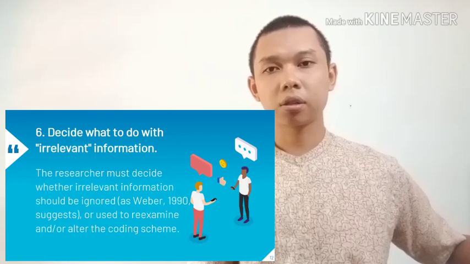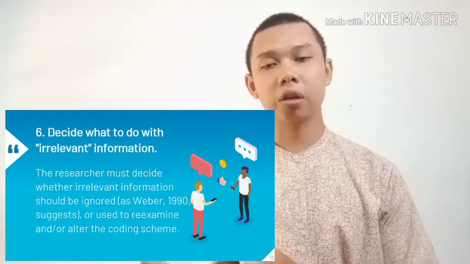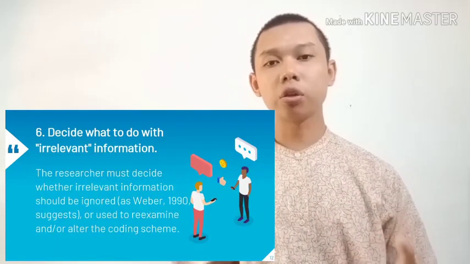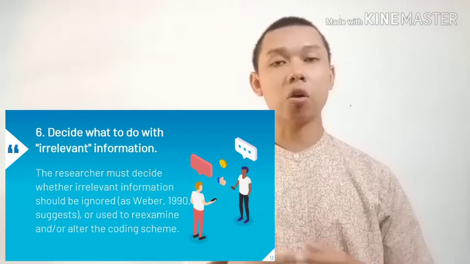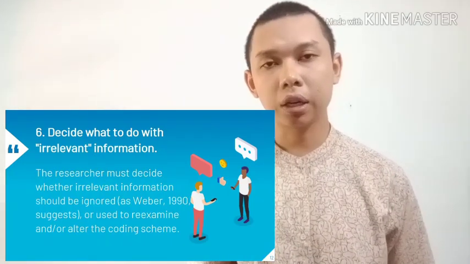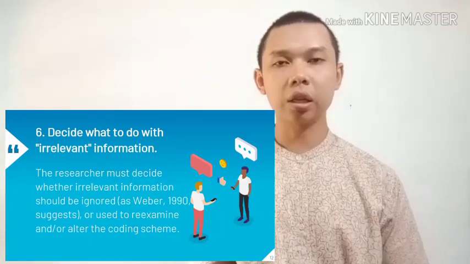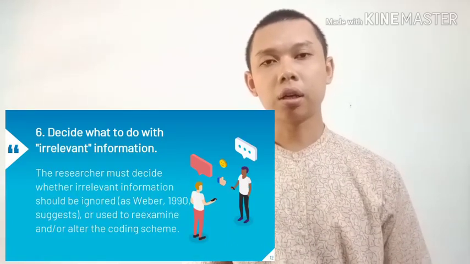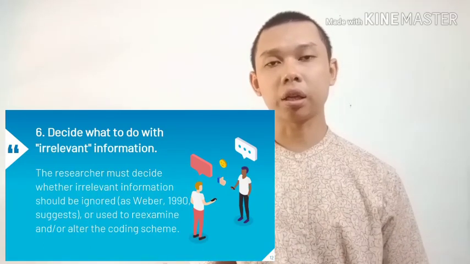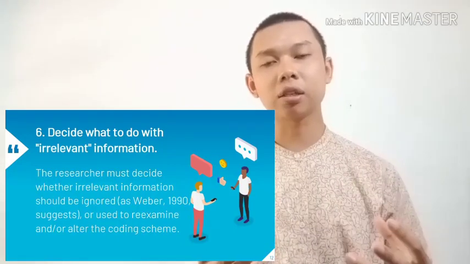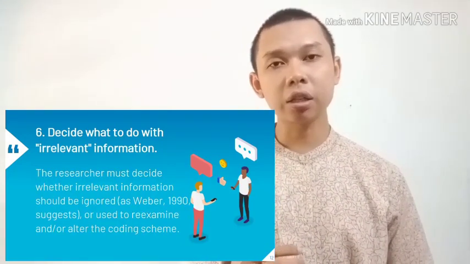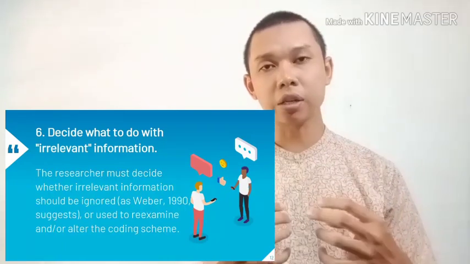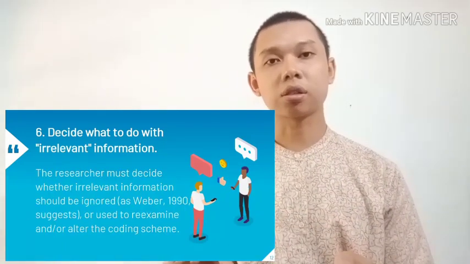And then the fifth is decide what to do with the irrelevant information. The researcher must decide whether irrelevant information should be ignored or used to examine and/or alter the coding scheme. As I have explained before, we can omit the terms, whether it's words, phrases, or something we cannot use again. We can decide on the irrelevant information before. We can take it or ignore it. If we take it, it means we can re-examine all the omitted terms.